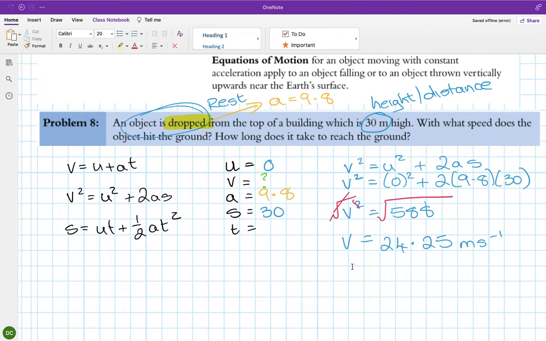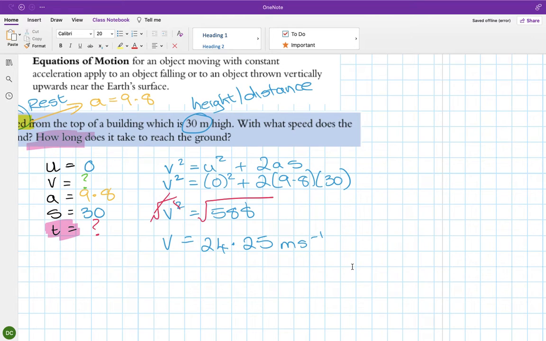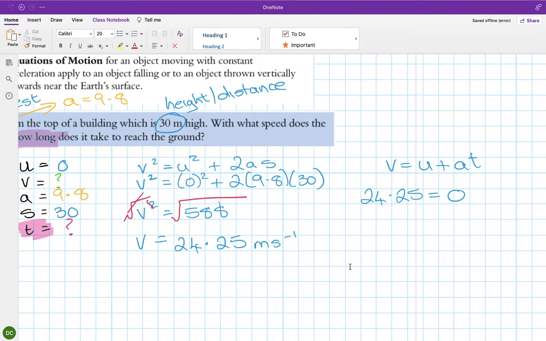And then the second part of the question there is how long does it take to reach the ground? So that's a time. Time isn't isolated in either equation, so I'm going to go with the top one, v equals u plus at. So v equals u plus at. v is 24.25. u is 0. a is still 9.8. And then t is t.